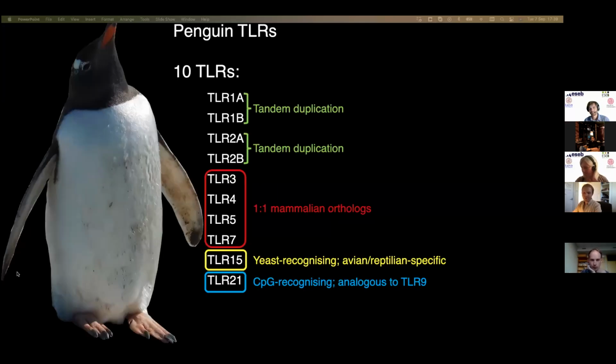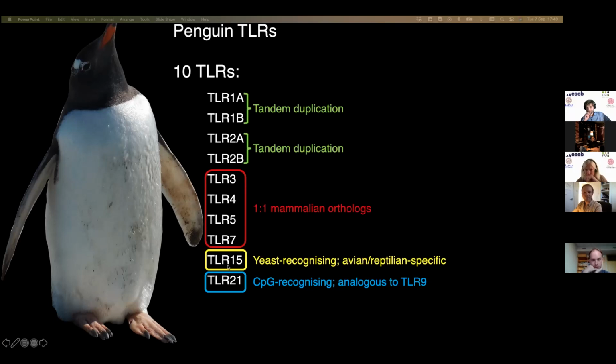So as a very brief recap, because I know TLRs are covered several times in this session, penguins, like most other birds, have 10 toll-like receptors, and of these TLRs, 3, 4, 5, and 7 are one-to-one orthologs with mammalian TLRs. And birds have undergone 2 tandem duplications of TLR1s and 2s, so they have 2 TLR1s and 2 TLR2s. In addition, birds have TLR21, which is a CpG-recognizing TLR that is functionally analogous to mammalian TLR9, but the 2 TLRs don't share a common evolutionary origin.